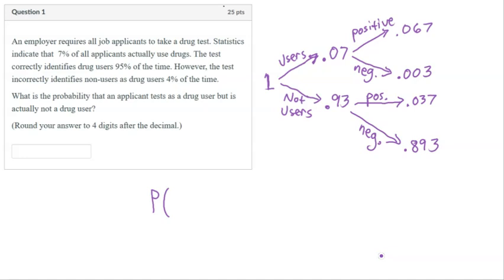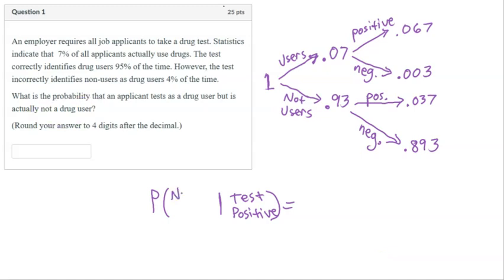And we're going to do this backwards. I'm going to tell you what we're drawing out of. Given that, what group are we drawing out of? Well, we're saying that the person tested as a drug user. So they tested positive. So they definitely tested positive. What's the probability that an applicant tests as a drug user, but they're actually not a drug user?